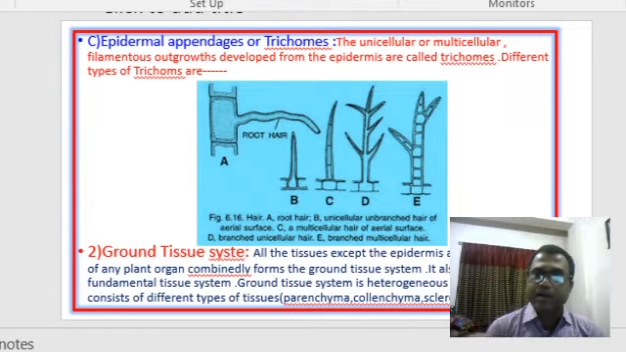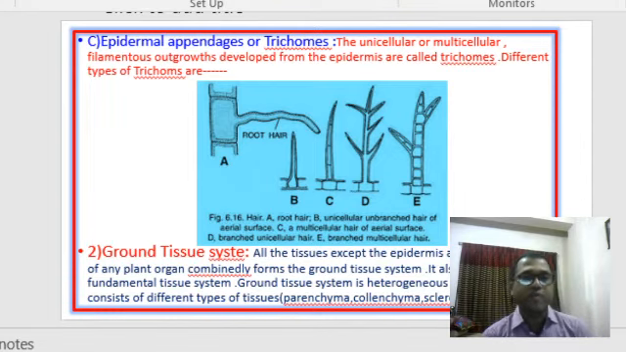In dicot stem, hypodermis is produced by parenchyma type of tissue, but in monocot stem sometimes it is produced by sclerenchyma type of tissue.